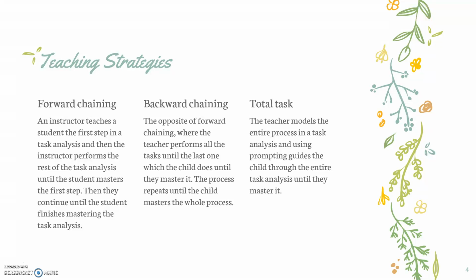Backward chaining is the opposite of forward chaining, where the teacher performs all the tasks until the last one, which the child does until they master it. The process repeats until the task is mastered. Total task. The teacher models the entire process in a task analysis, and using prompting guides the child through the entire task analysis until they have mastered it.